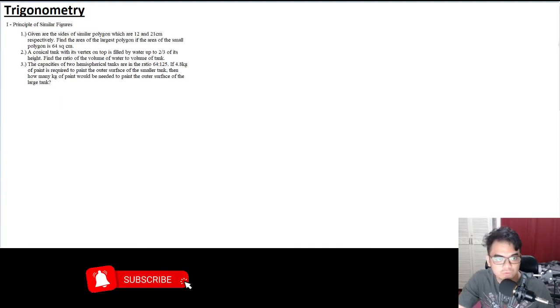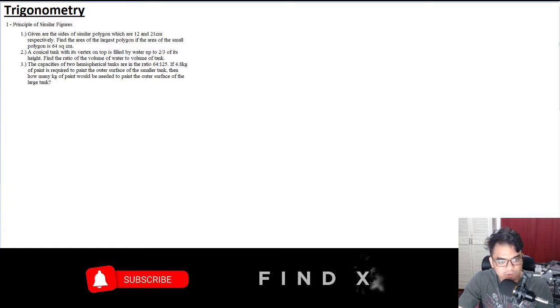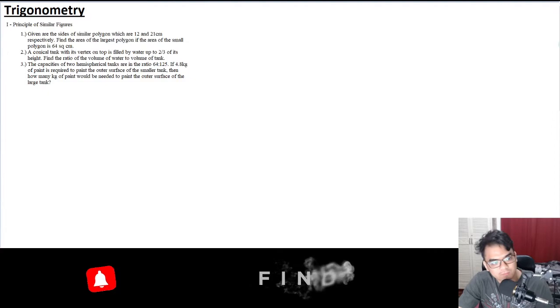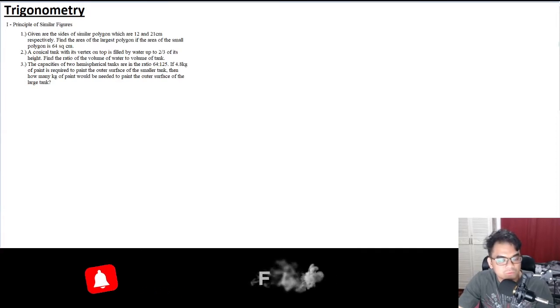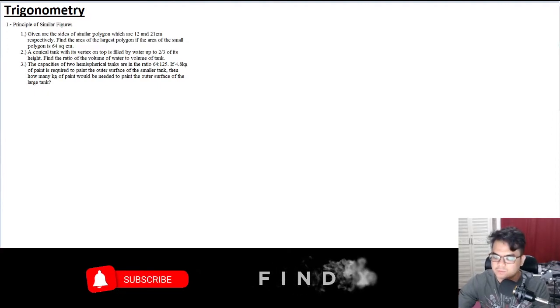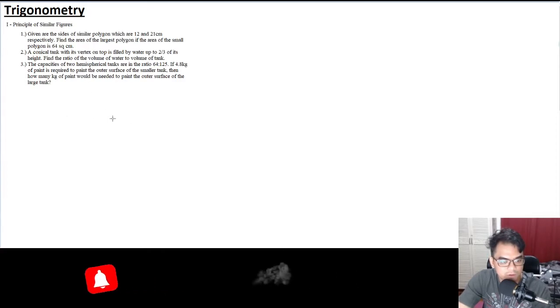For number 2, we have a conical tank with its vertex on top that is filled by water up to 2/3 of its height. So it's a conical tank and the vertex is on top. Find the ratio of the volume of water to the volume of the tank. It should look something like this. So we have a conical tank.